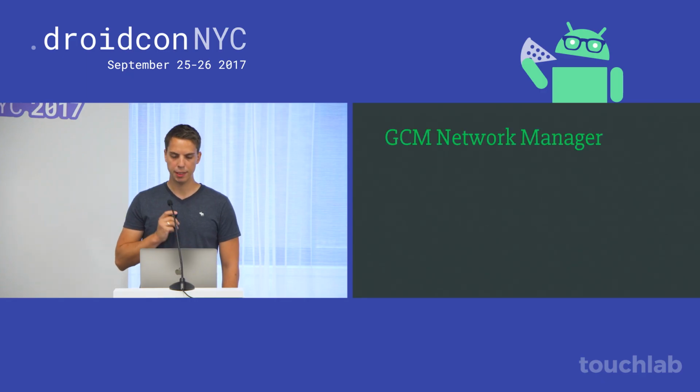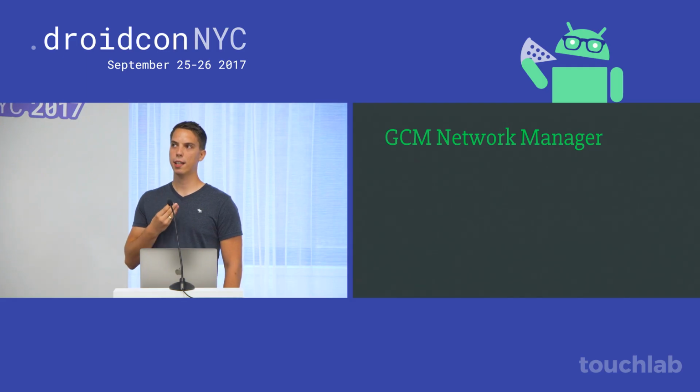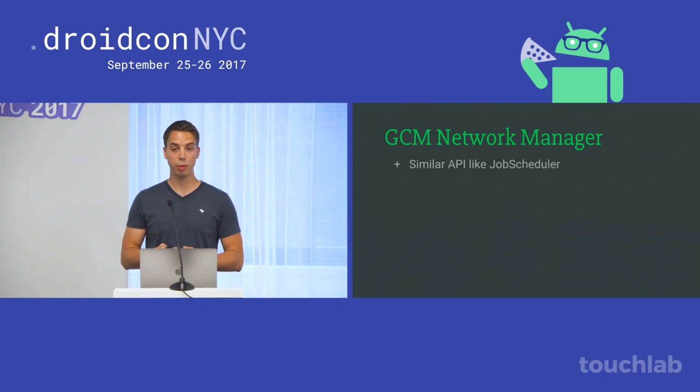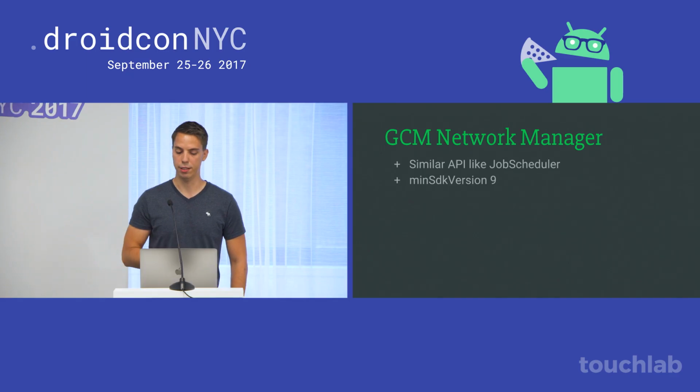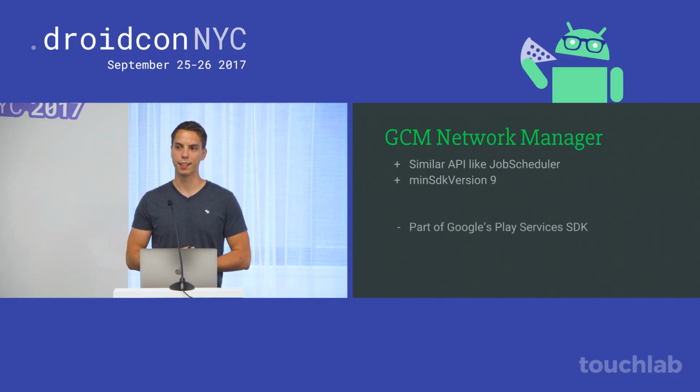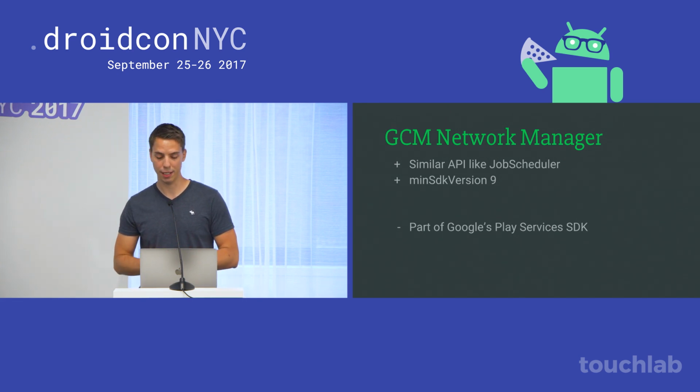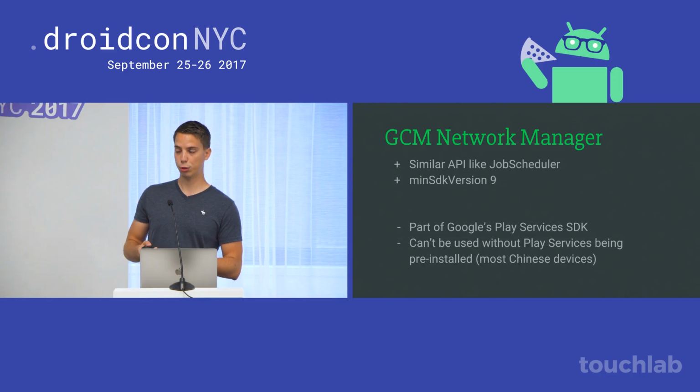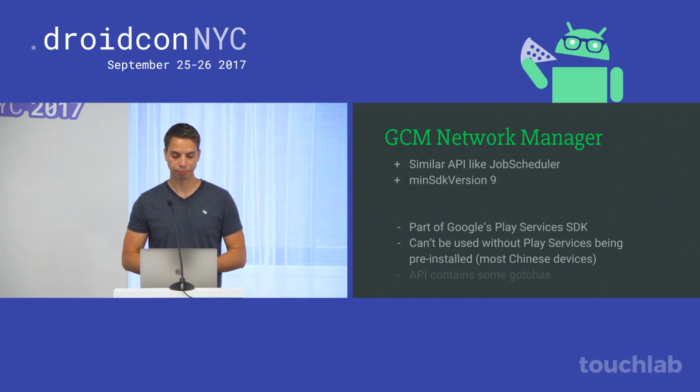Now let's get to the GCM network manager. This is an alternative for the job scheduler. Like I said, the job scheduler is only available on Android L and above. But below that, we have the GCM network manager. It provides a similar API like the job scheduler, and it's available on basically all devices out there. The problem, however, is that it's part of the Google Play Services SDK. So if your device doesn't have Play Services installed, then you can't use this API. For example, that means that most Chinese devices wouldn't be able to use your app if you rely on this API.